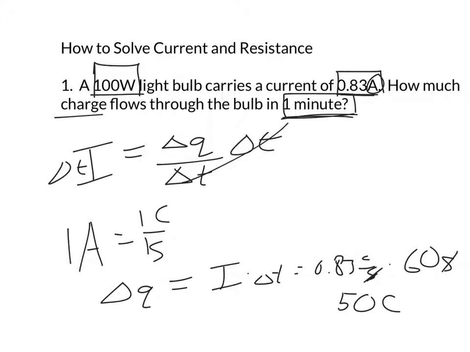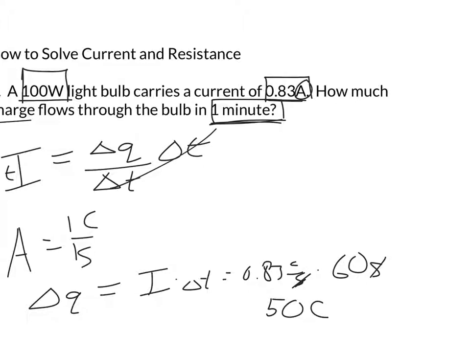Which is quite a lot of charge to flow through a wire. Although it's over the course of a minute, so it's not that bad. For instance, lightning bolts transfer coulombs of charge, but they do it over milliseconds. So they have quite a bit more power output. All right, on we go to the next one.